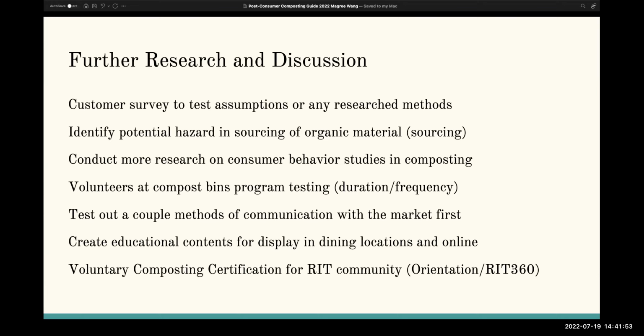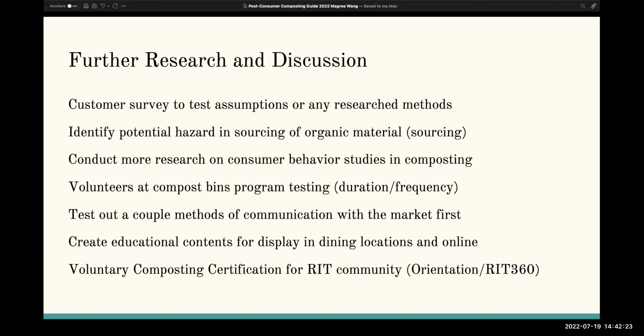And there's also an area for customer behavior studies, especially for sustainable change, such as in this case specifically for composting. I don't see a lot of studies done, but there are other studies done on changing behavior, switching to more sustainable products or things like that, but not very specific for composting.